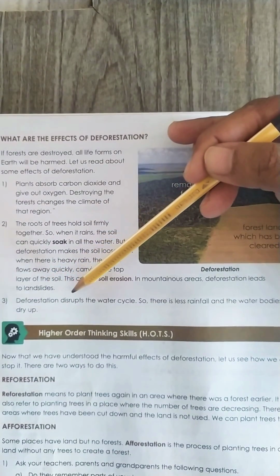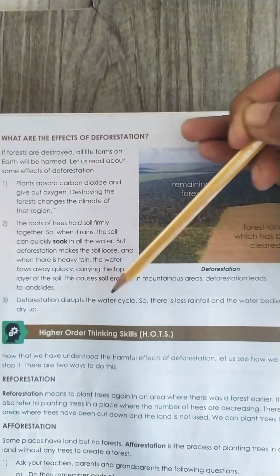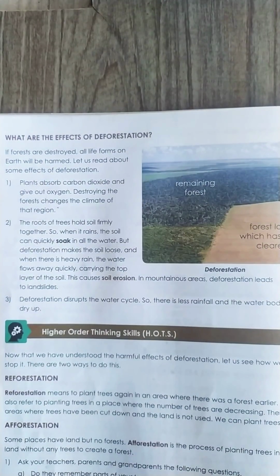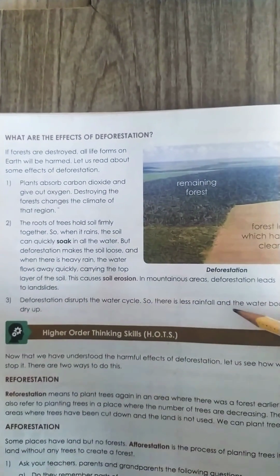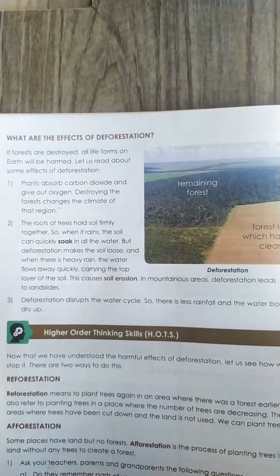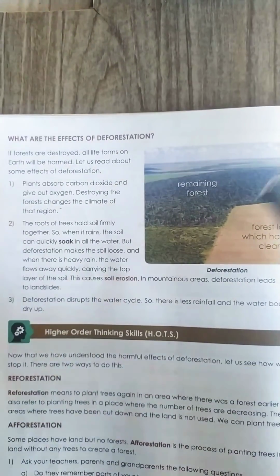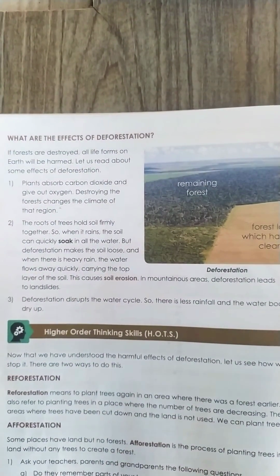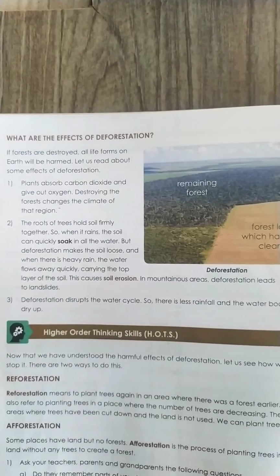Then deforestation disturbs the water cycle. So there is less rainfall and water bodies dry up. So even it affects the water cycle. So there is less rainfall. So these are the few effects of deforestation.